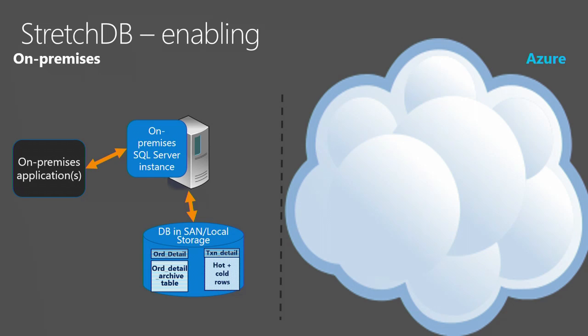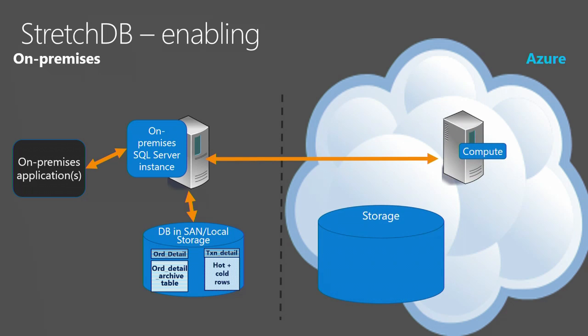So what do we actually do for Stretch to work? We've got our beautiful on-premises SQL instance, and we've got a couple of tables here. We've got two scenarios going on. One is we've got order detail, and that's some hot data in a table, and then really common today, people have an archive table, and you have a weekly job that moves your cold data off into an archive table. The other one is the transaction detail table, and that's just one big table, and it's got stuff from the dawn of time in it, and your hot data in there as well.